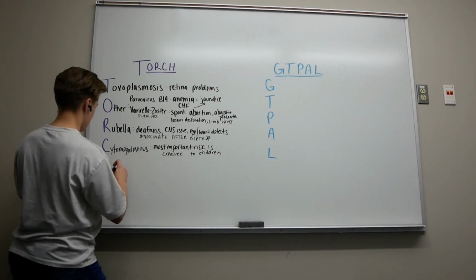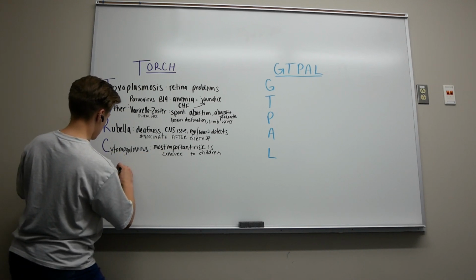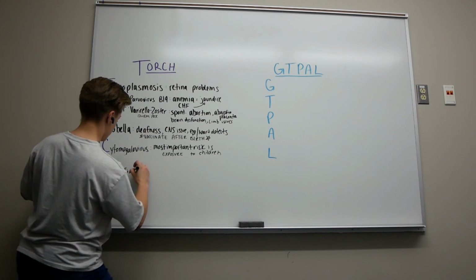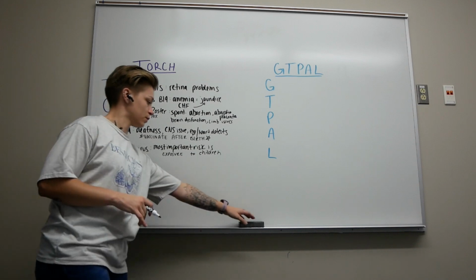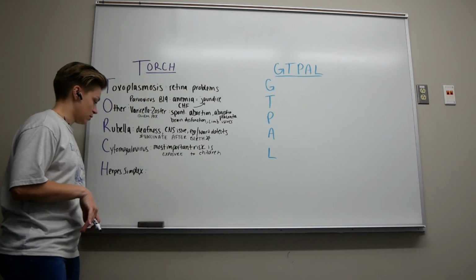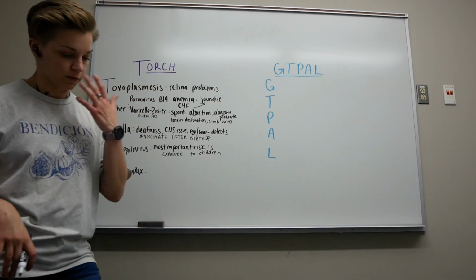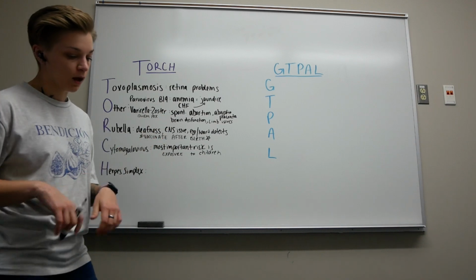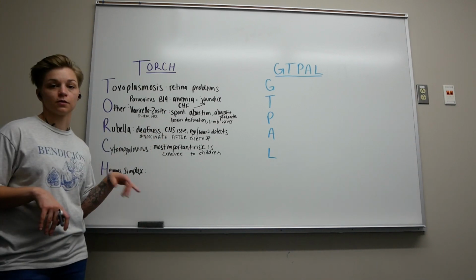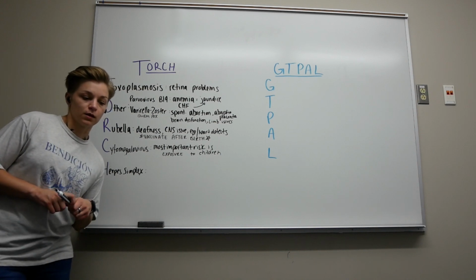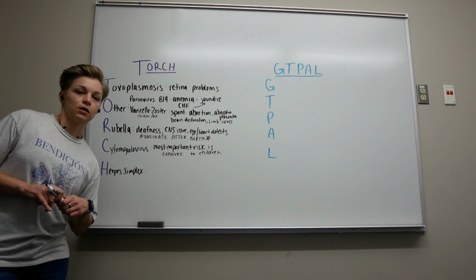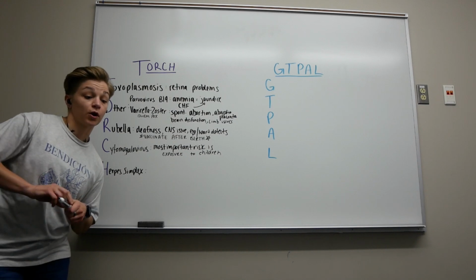And then we have the H, which is herpes simplex virus, which, as many of you know, there are active lesions. You could also have like a cold sore. The greatest risk to the infant is going to be during the third trimester. The reason being is if there's an active lesion, that's where the transfer would occur.